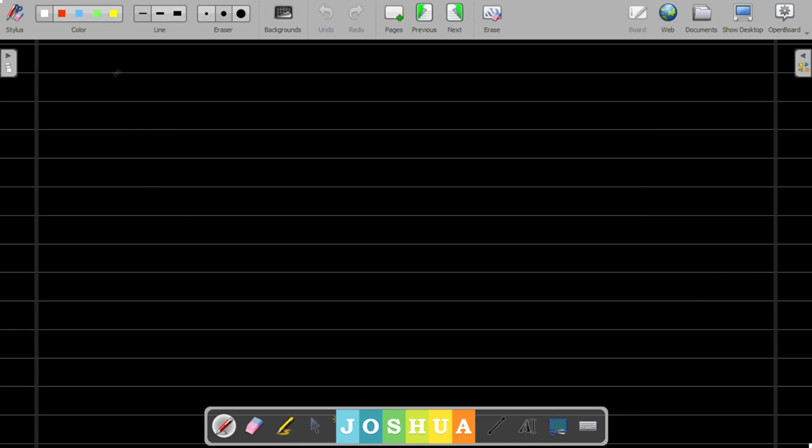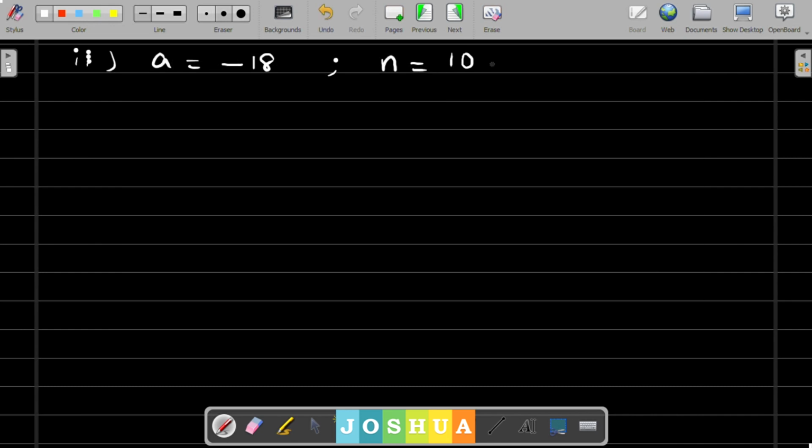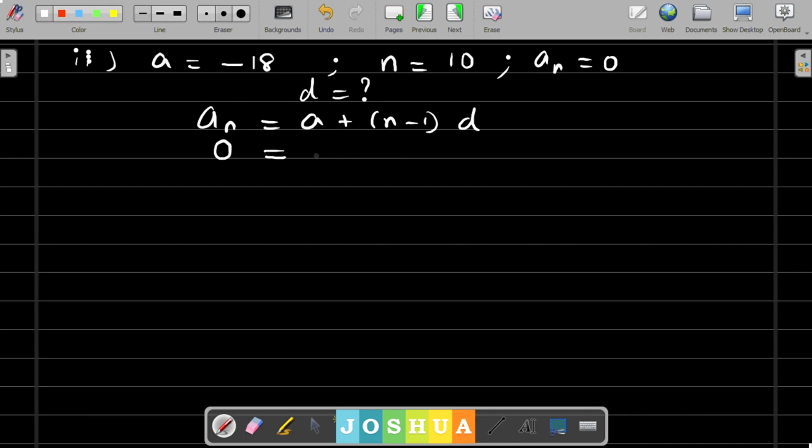So now come to the second question. For the second question, they gave a, n and an. They didn't give d. We have to find d. So I am starting with the a. So second question, a is equal to minus 18 and n is equal to 10 and an is equal to 0. We are supposed to find what is the value of d.